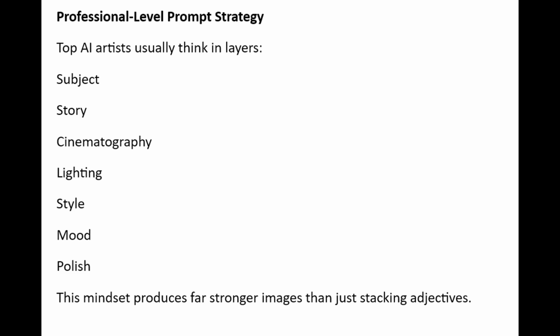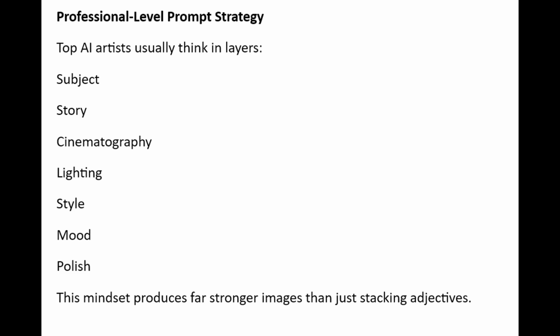AI artists think in cinematic layers. Instead of stacking adjectives randomly, they build prompts like directors planning a scene. First comes the subject, then the story, then the cinematography, lighting, style, mood, and final polish. This mindset consistently creates stronger and more cinematic AI artwork.